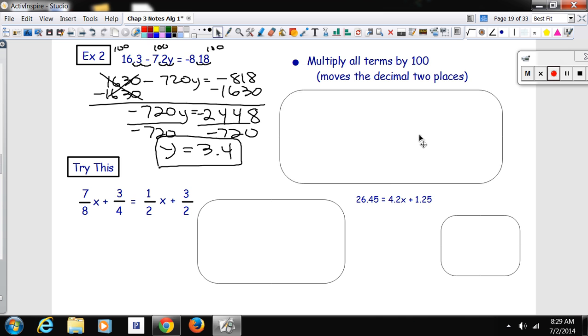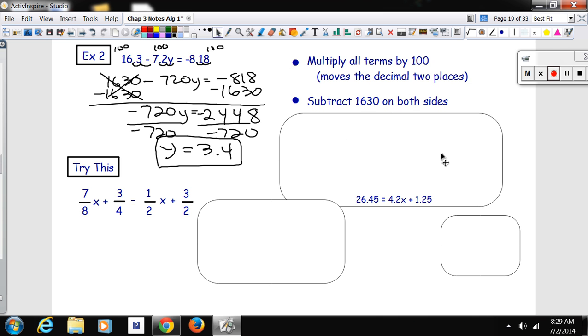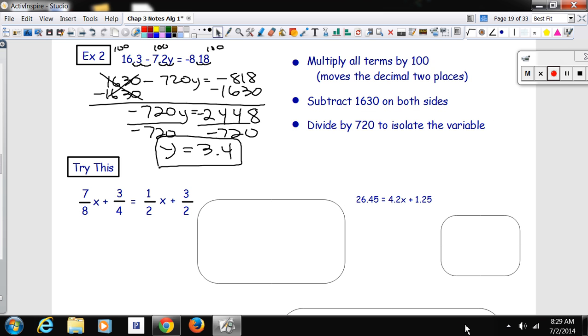So what I wrote under here was multiply all the terms by 100. That moved the decimal 2 places. Subtract the 1630 and divide by 720.